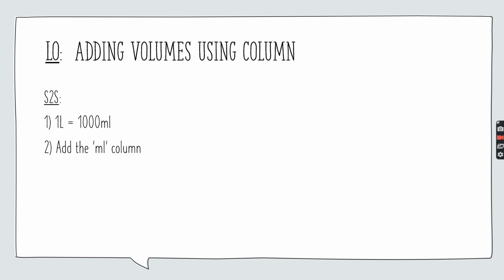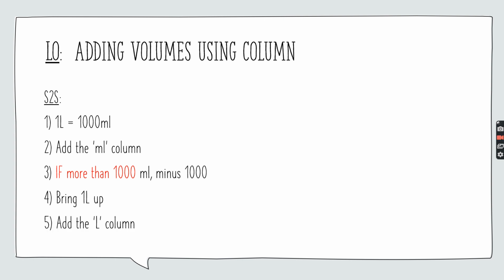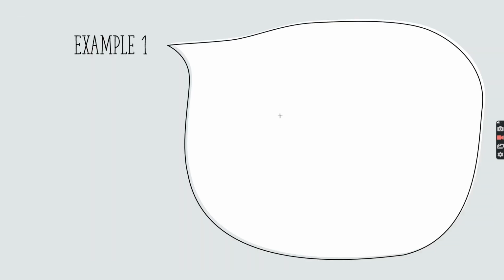The second step would be add the ml column, that's the milliliter column. Step 3 is if more than 1000 milliliter, we need to minus 1000. I will show you this later on. Number 4 is we're going to bring up the 1L, which is 1 liter up. Let's see what that means later. And step 5 would be adding the L column, which is the liter column. So let's start.